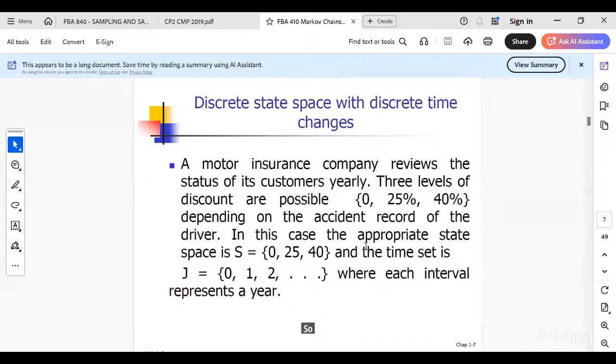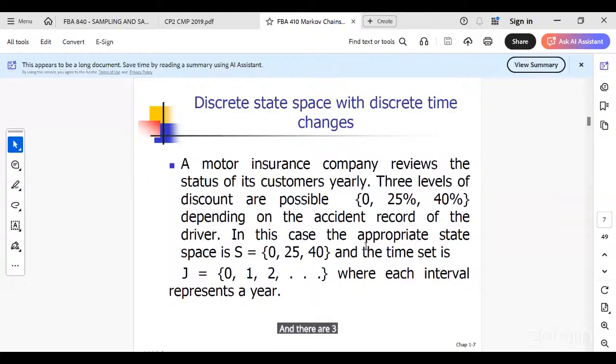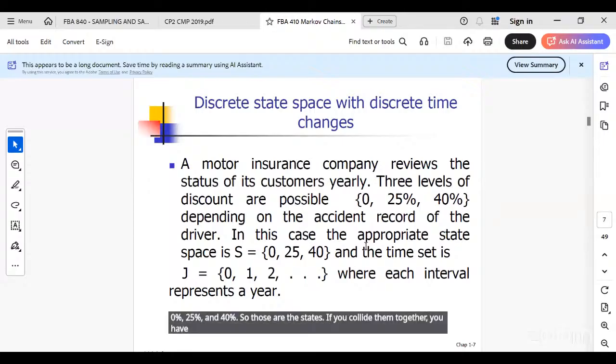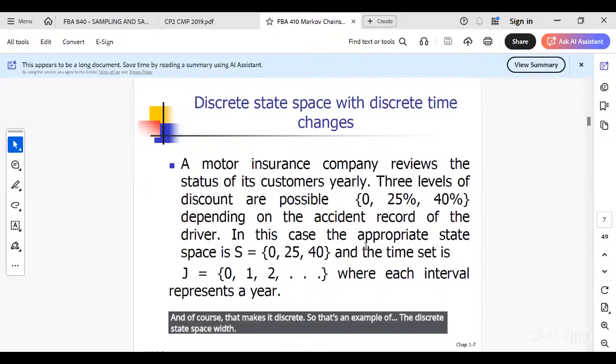So in this case, we have a motor insurance company that reviews the status of its customers yearly. And there are three levels of discounts that the customer can enjoy: 0%, 25%, and 40%. So those are the states. If you collect them together, you have what we call the state space. But because the classification of the customer is yearly, the time set would be whole numbers, and of course that makes it discrete. So that's an example of a discrete state space with discrete time changes.